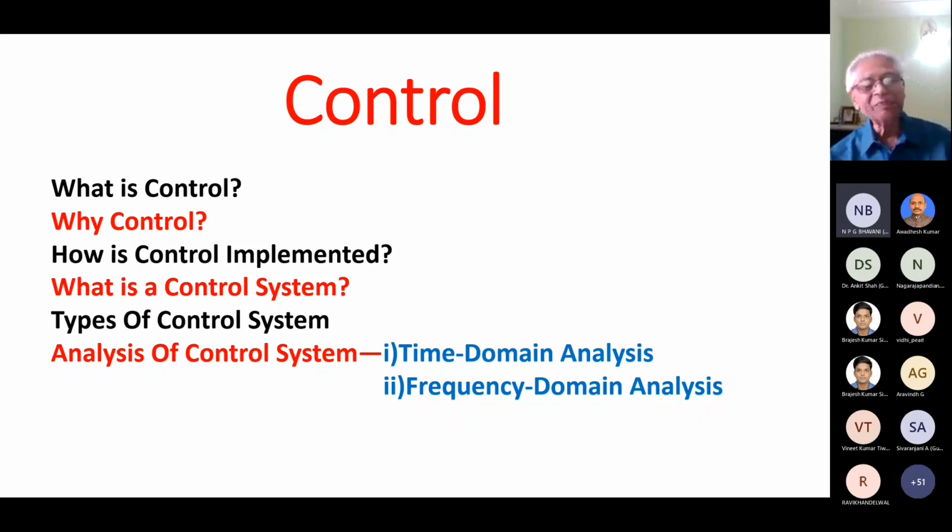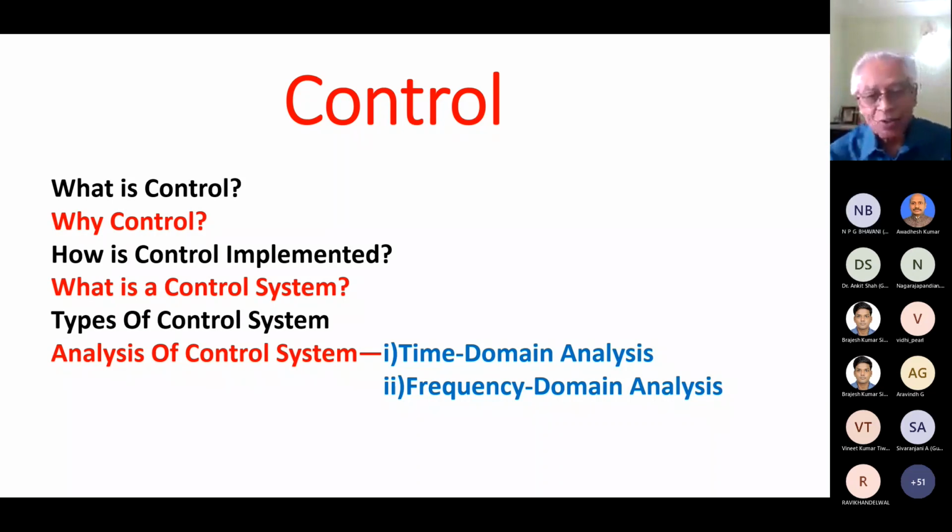Now, how is control implemented? If you want to say that in very short, you will have to go for a control system. Then only you will be able to implement the control process in it. And once you have a system, it is definitely a system. When you go for a control system, that is also a system. So that's why I call it a control system. So we arrive at a control system, and how this control system is operated is the thing to know. There are different types of control systems, and then there is analysis of the control systems.